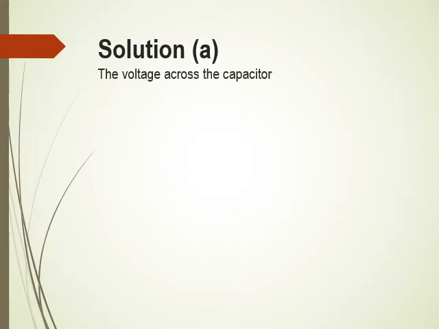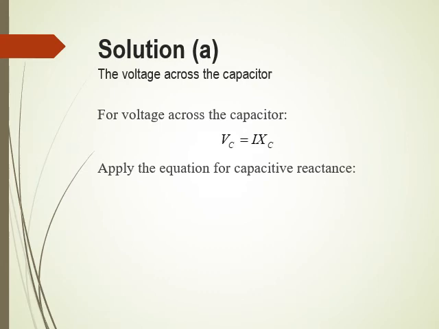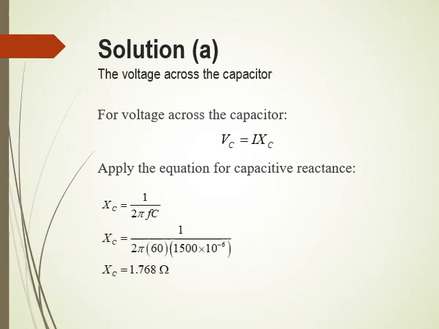To calculate the voltage across the capacitor, let's apply the equation for voltage across the capacitor. So VC equals IXC. As you can see, both of them come from the same family, which is the capacitor family. Now we're going to calculate the capacitive reactance because we still don't have the value. What we have is just the capacitance. So don't get confused between capacitive reactance and capacitance. So Xc is equal to 1 over 2 pi Fc. Substitute the values into the equation and you will get Xc equals 1.768 ohm.